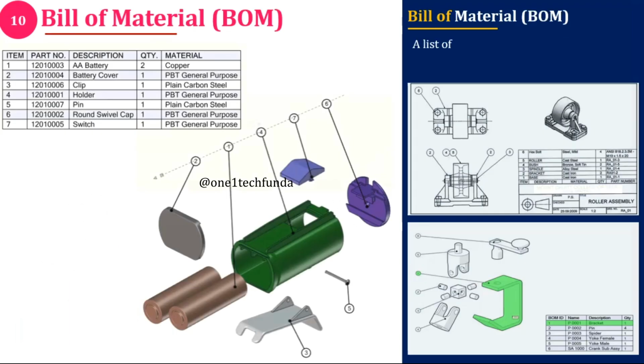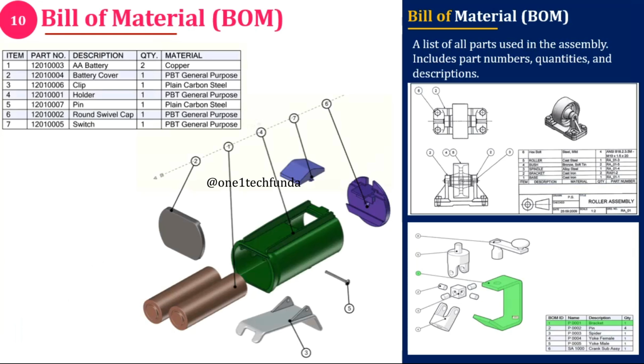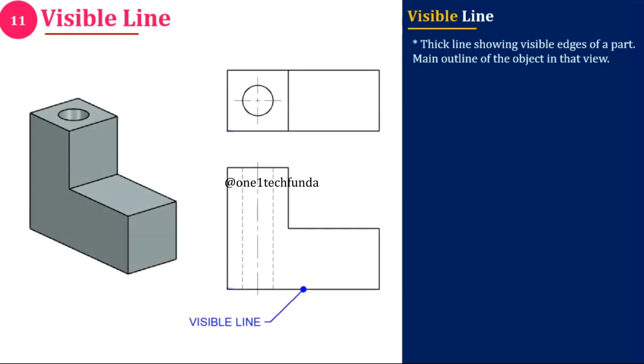Bill of material. A bill of material is a tabular list that includes all parts of an assembly along with part name, quantity, material, and sometimes weight. Each item in the BOM is linked to a balloon number in the drawing. Visible line. Visible lines are thick continuous lines that represent edges and boundaries that can be directly seen. These lines are the most important in defining the shape of a component.